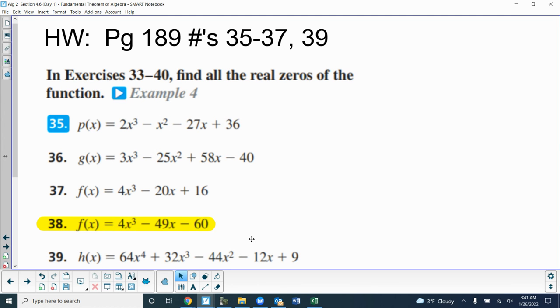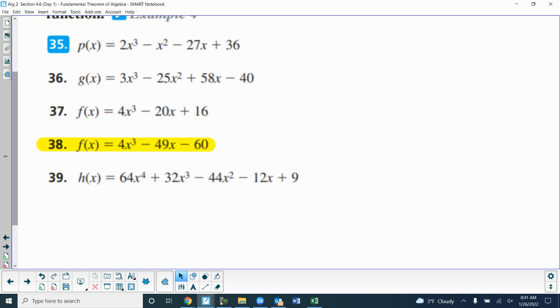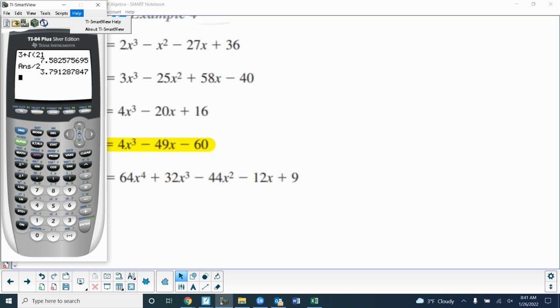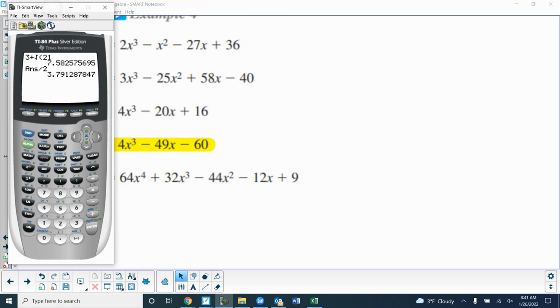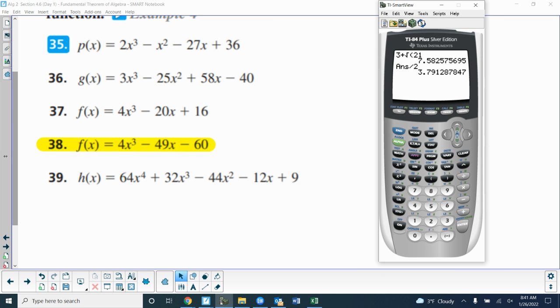All right, so all we're doing is putting this in our calculator, right? And seeing where the graph touches or crosses the x-axis, right? So I'm going to type it in.